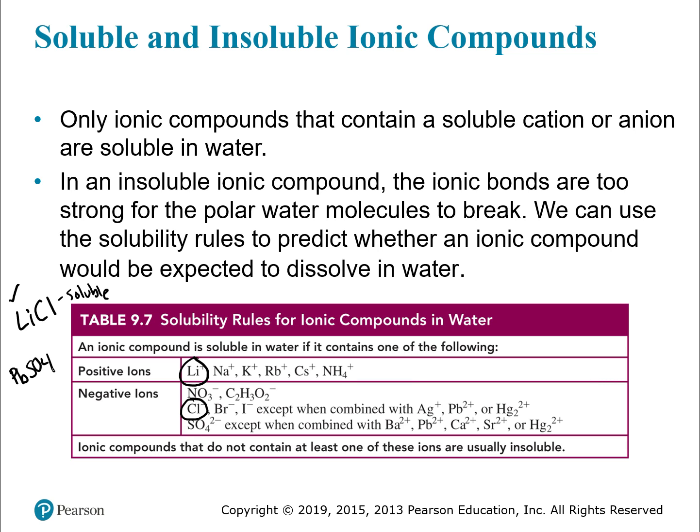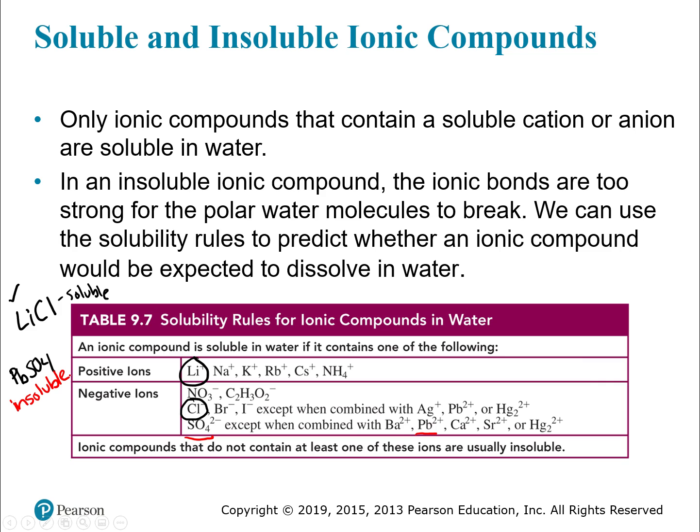Let's say we had lead-2 sulfate. We look at the positive ions. Okay, well, I don't see lead there. So let's keep looking. I see sulfate on the table. Sulfates are usually soluble except when combined with lead-2 plus. Well, I have lead-2 plus sulfate. So that means that this is likely insoluble.